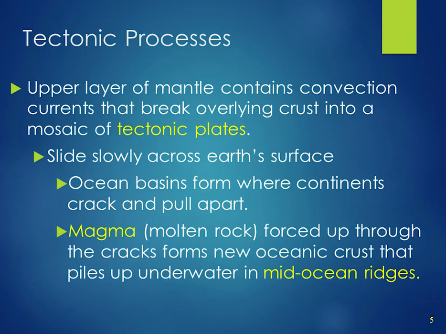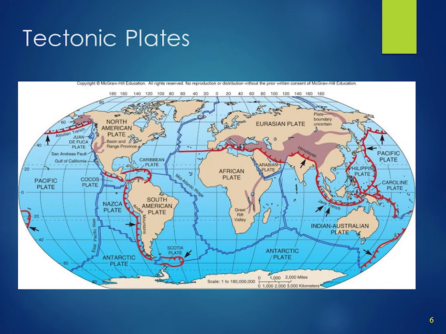Most geologists agree that the rigid crust moves across the mantle due to convection currents in the mantle. These currents break the crust into large tectonic plates that move away, towards, and side by side to each other. This motion causes earthquakes and volcanic activity. A map of tectonic plates.